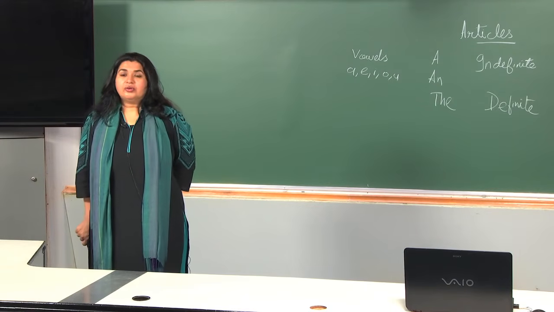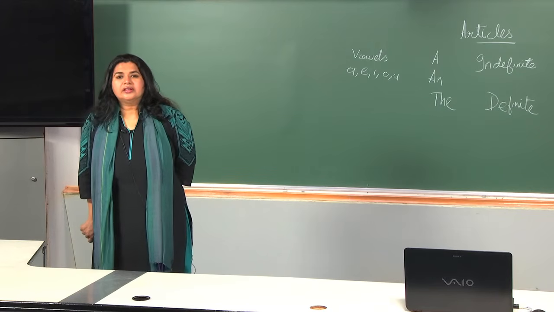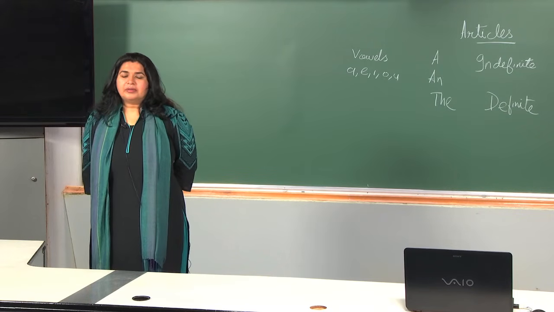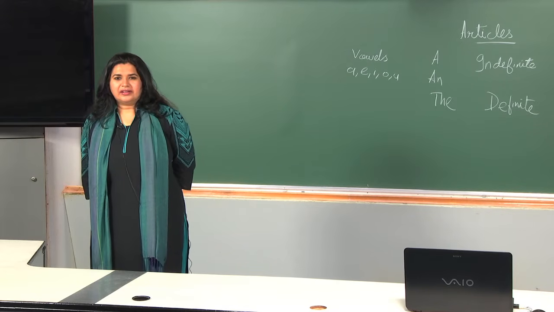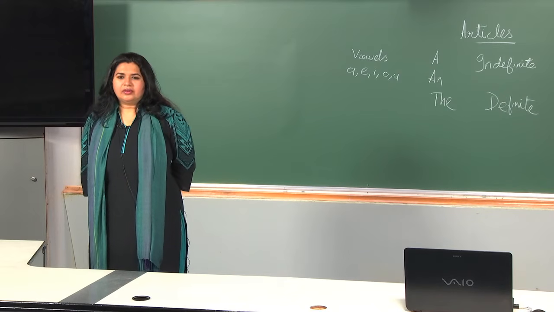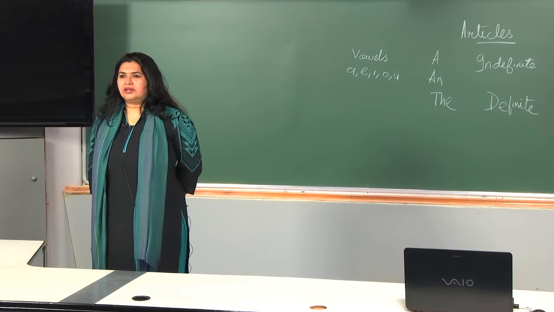But there is an exception, we do not say an university, although it begins with, let us say, a vowel u, but the pronunciation is a y sound. We say an umbrella. So, when it is a y sound we do not use an, although there may be a vowel. So, therefore, it is always a university and not an university.